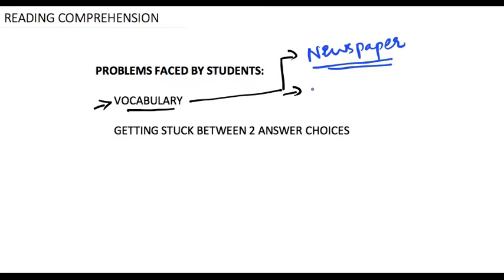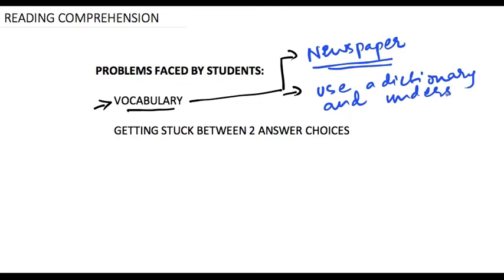vocabulary. The second step is to use a dictionary and understand meanings of 5 to 10 words every day. Now, this is a very hectic exercise which requires understanding and mugging up 5 to 10 words every day and also revising them every second day.